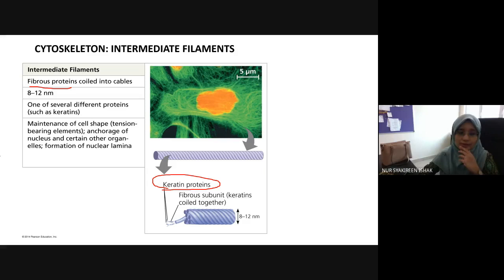So the function of the intermediate filament, one of it is maintains the shape sama dengan yang dua tadi. But this one it is to bear tension lah. Okay, anchorage of nucleus and other organelles, and then it involves in the formation of nuclear lamina.